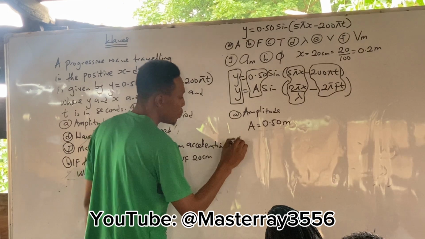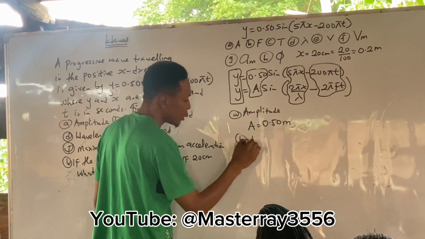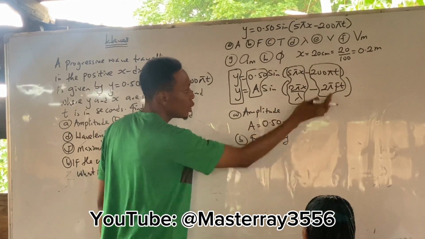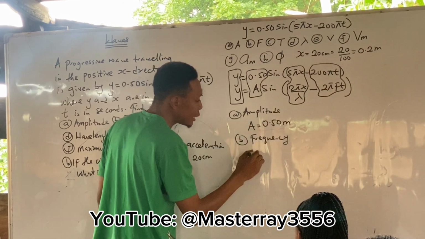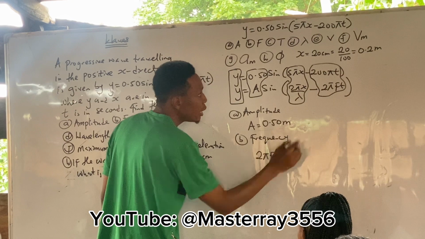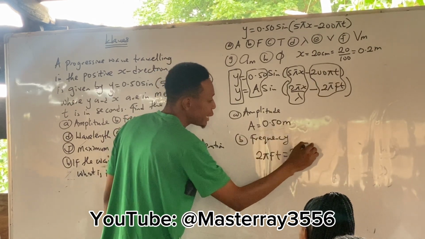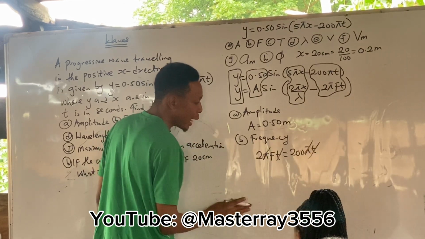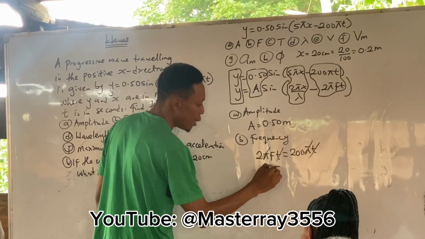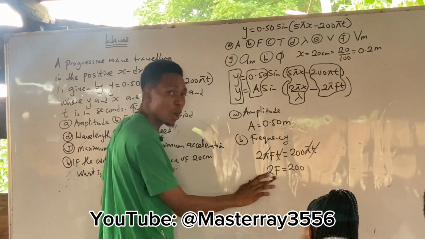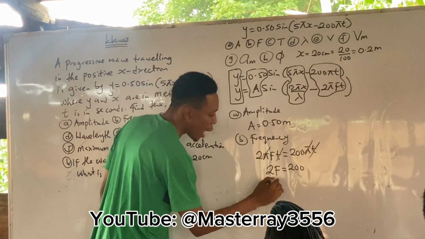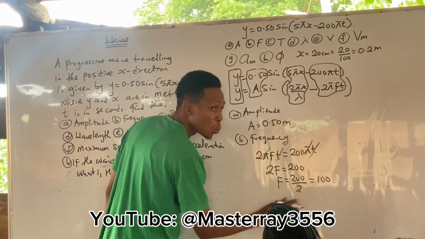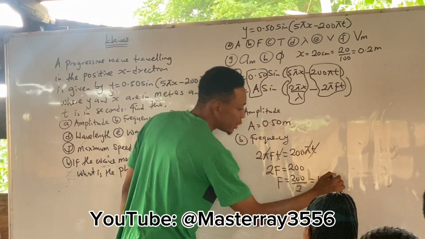Then number two, which is B. We are asked to look for the frequency. If you compare both equations, where can you find your frequency? You can find your frequency here. This one is 2 pi f t equals 200 pi t. The t cancels out t, pi cancels out pi. What's left is 2f equals 200. To get f, we divide by 2, so f will be equal to 200 over 2. What is the SI unit?